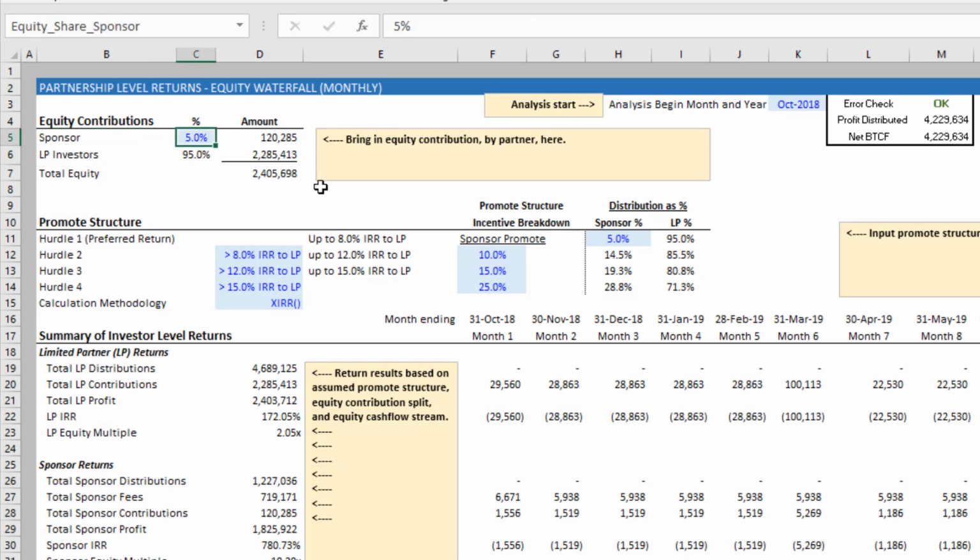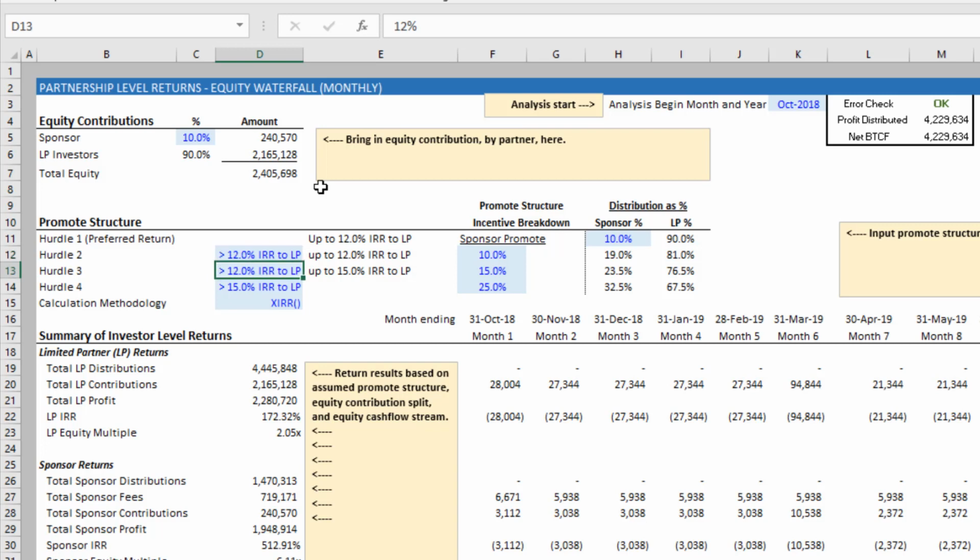And let's imagine in this scenario that the sponsor comes up with 10% of the required equity to do this deal. The LP comes up with the balance. Say that there is a preferred return of 12%, and the partners are distributed pro rata based on their ownership share. So 10% to the sponsor, 90% to the LP. And then above that, there's a promote. The partnership promotes the sponsor above that preferred return.